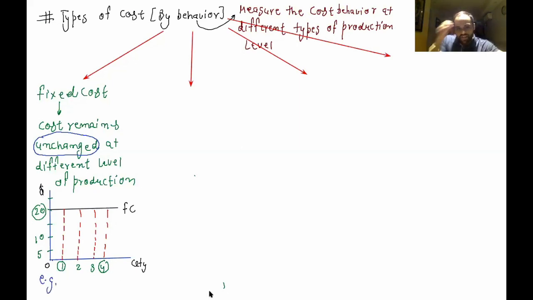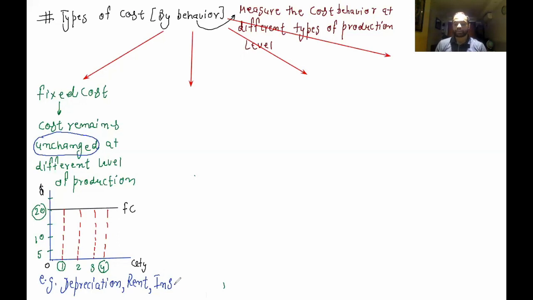The example of fixed cost is depreciation. Remember, I'm talking about manufacturing. Depreciation is your fixed cost. Rent is your fixed cost. Insurance is your fixed cost. So these are mainly your fixed costs.